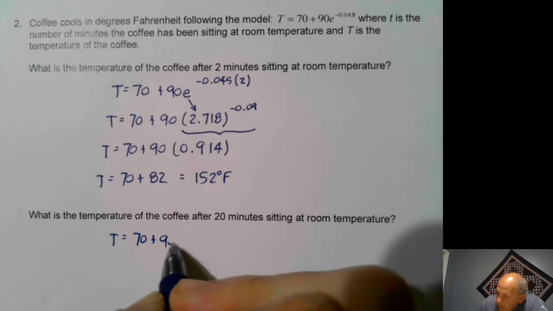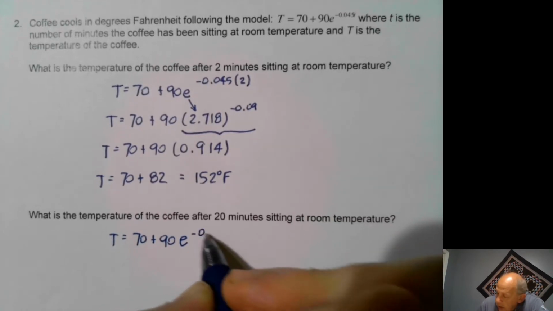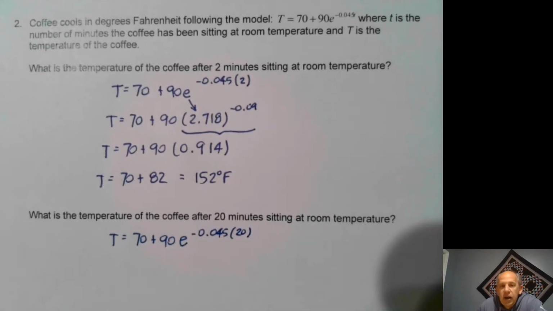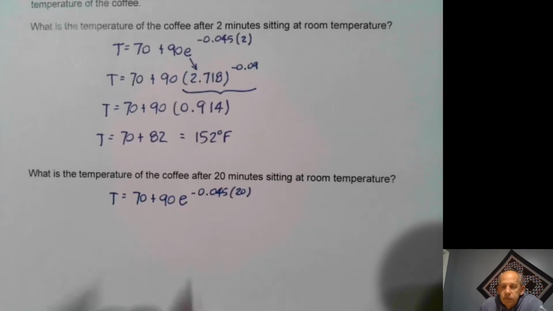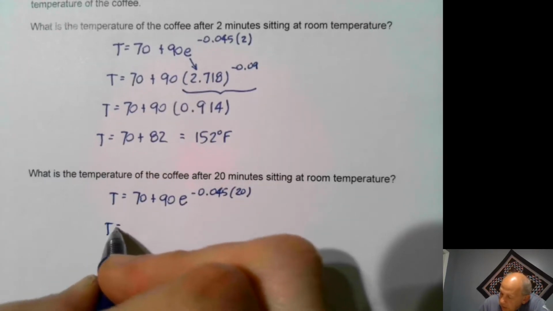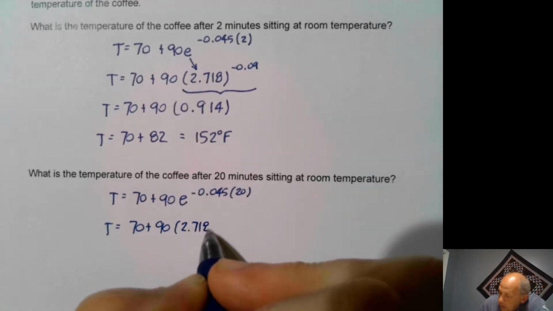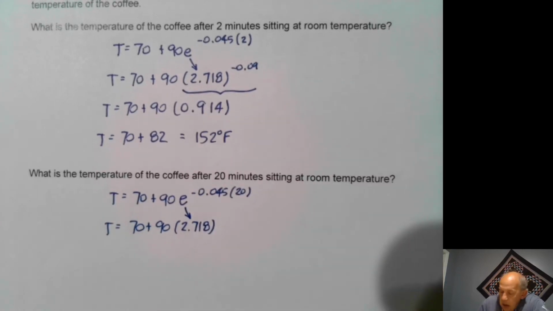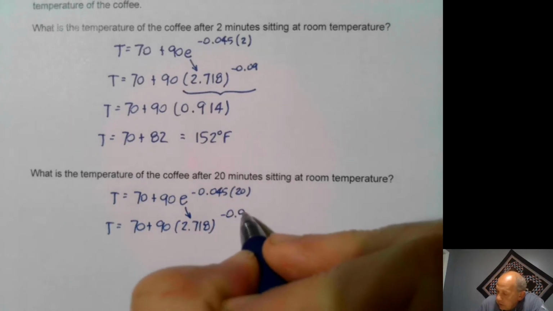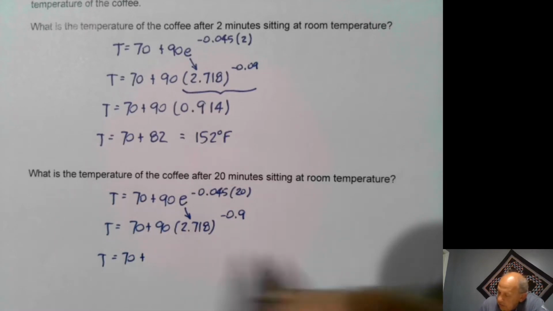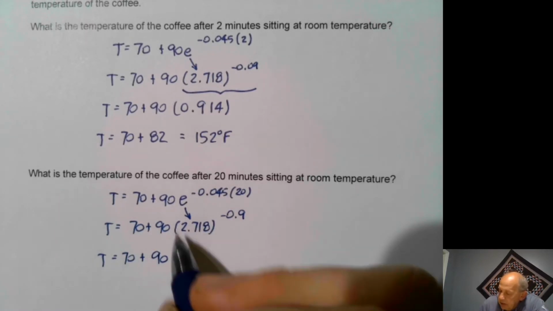I'm going to reevaluate this model. Everything is going to be exactly the same, except wherever I have a little t, instead of plugging in a 2, I'm going to plug in 20. Everything the same from there. A lot of copying. My e is 2.718 again. Negative 0.045 times 20, negative 0.9. My T is 70 plus 90.